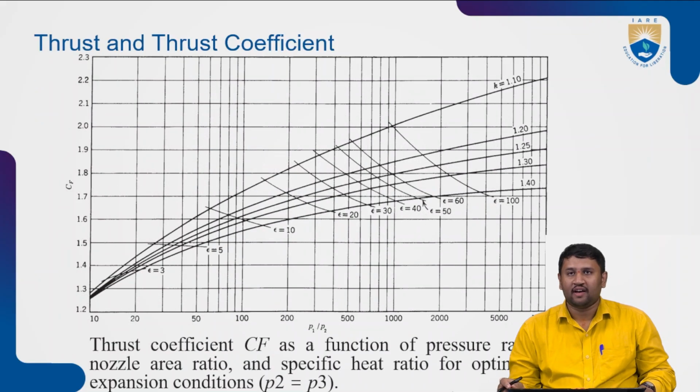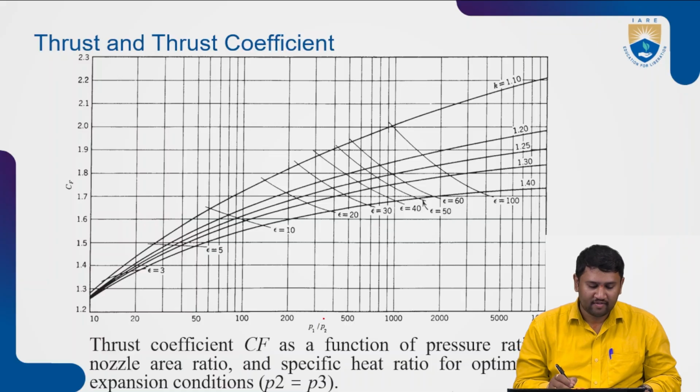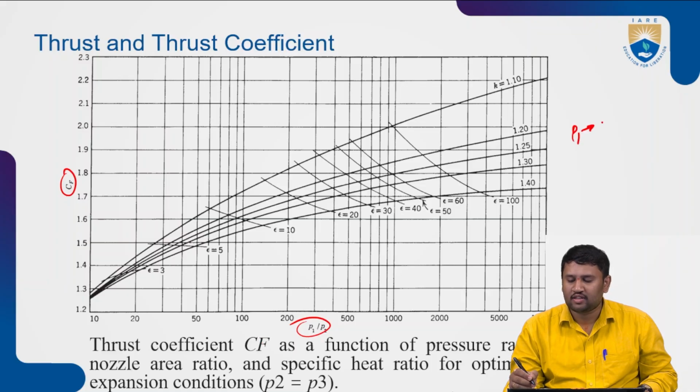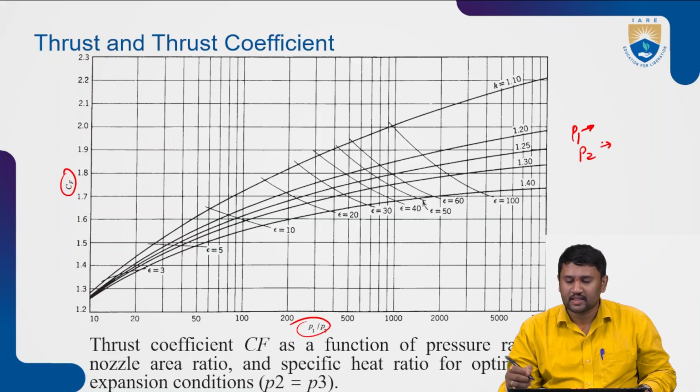Let us go through a small graph to understand where we will be plotting the thrust coefficient with respect to the pressure ratios. The pressure ratio is particularly the combustion pressure, denoted by P1, and the throat pressure, that is P2.